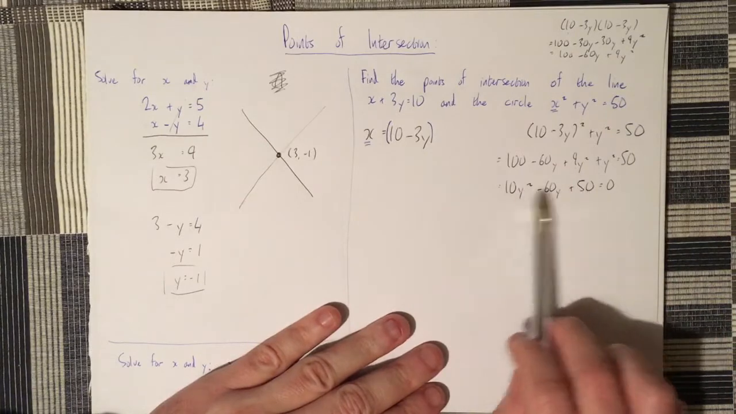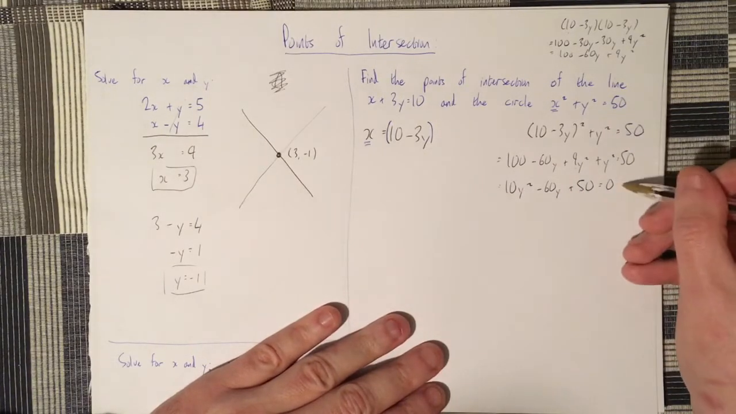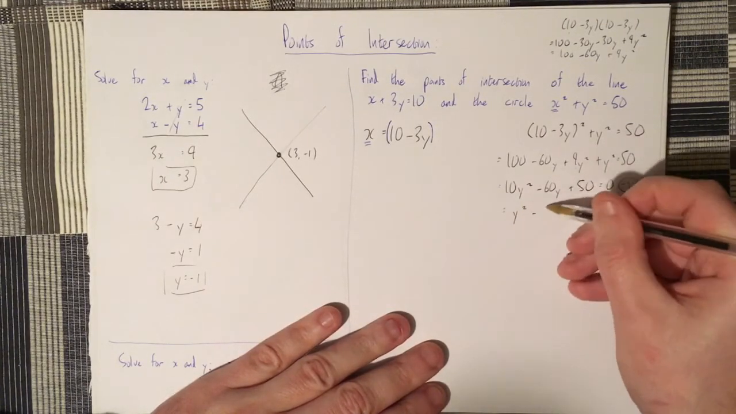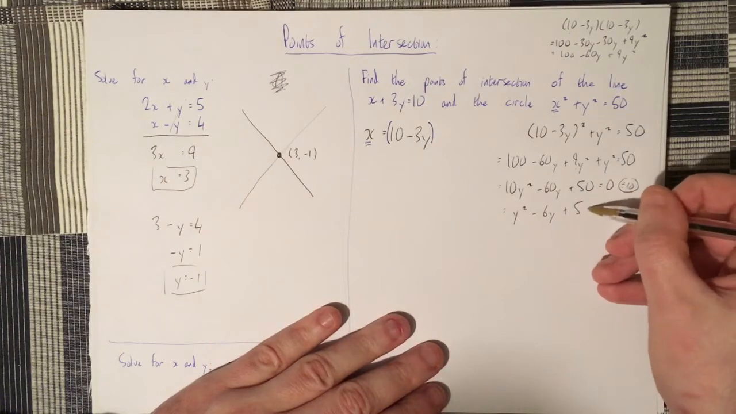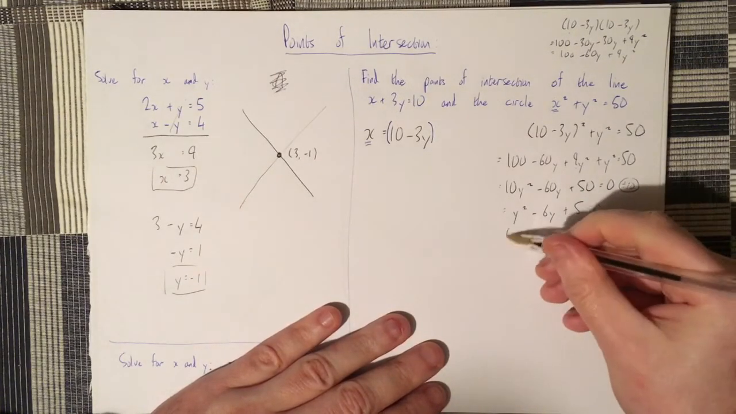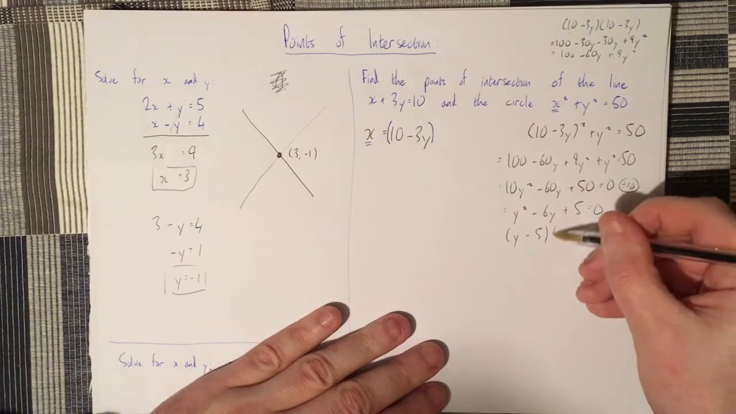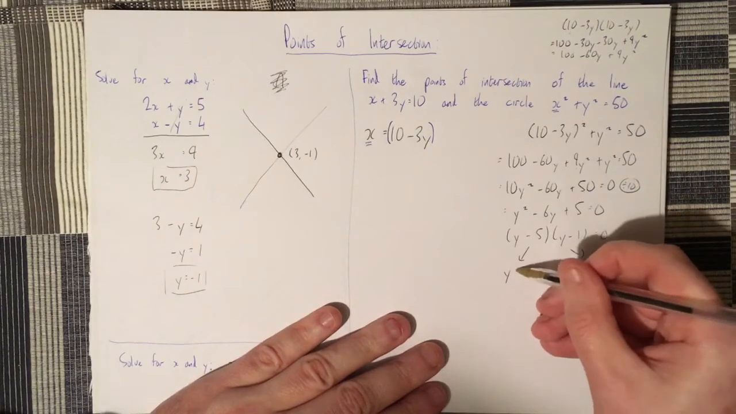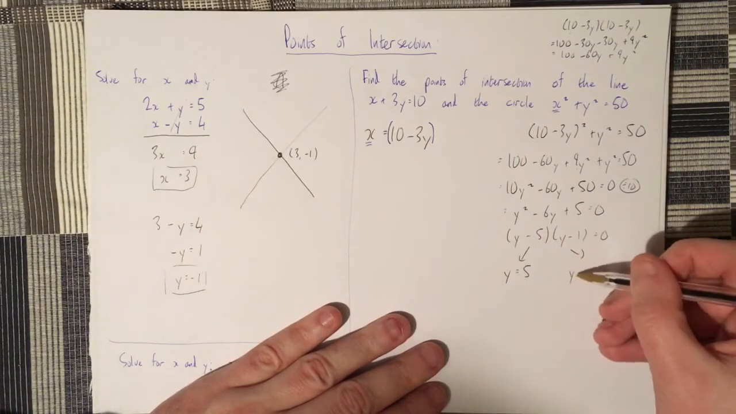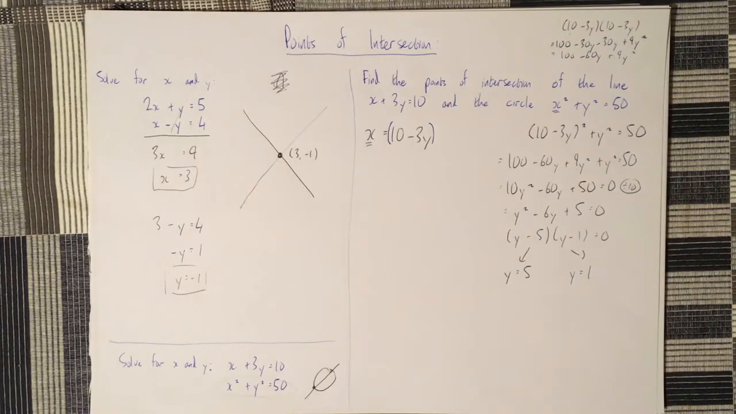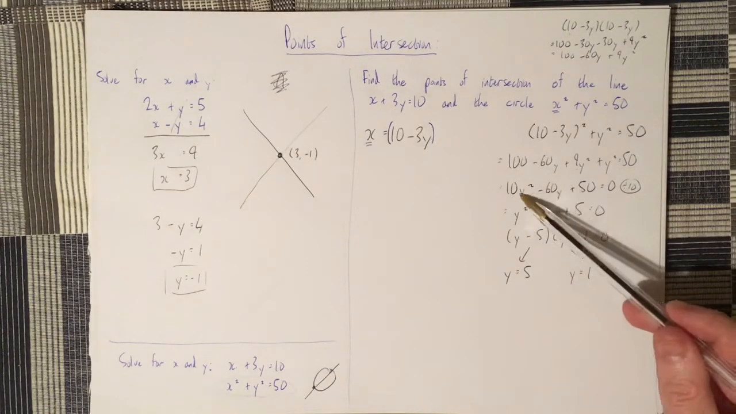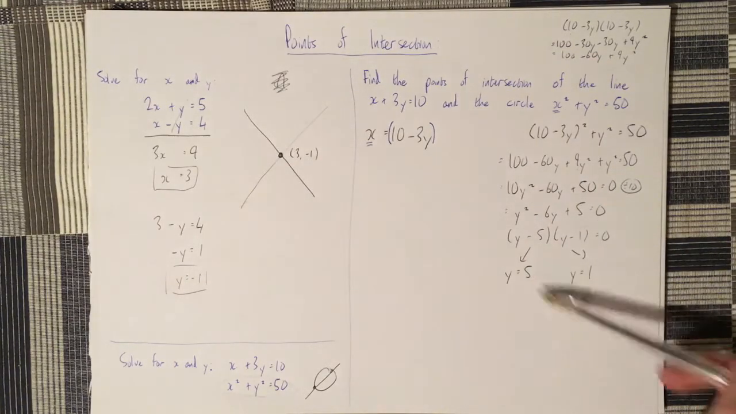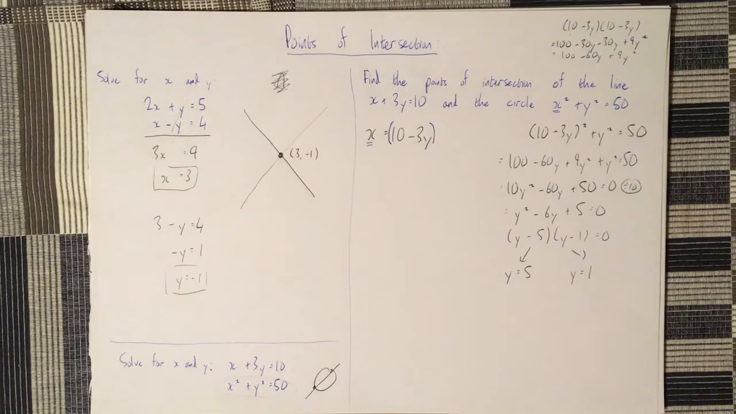If I was factorizing this, I would probably divide across by 10 first. And I would get y squared minus 6y plus 5 equals 0. And then it's y minus 5, y minus 1 equals 0. So my two solutions are y is equal to 5, y is equal to 1. All right, so if you had gone minus b with this quadratic here, they're the two answers you would have got out. Okay, y is equal to 5, y is equal to 1.